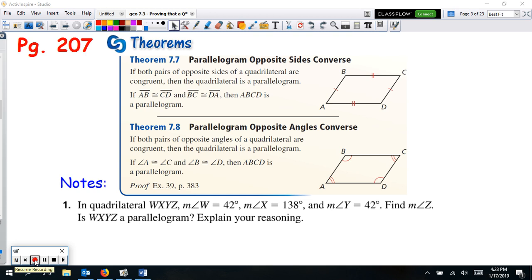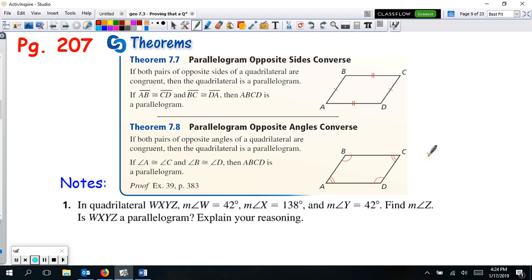Okay, so right there on page 207 in your notes, underneath these theorems, there are some little places for notes. You can just go right underneath this one and write this down. Number one: in quadrilateral WXYZ, the measure of angle W is 42 degrees, the measure of X is 138 degrees, and the measure of Y is equal to 42 degrees. Find the measure of angle Z. Is WXYZ a parallelogram? Then explain your reasoning. So that's what we want to do here.